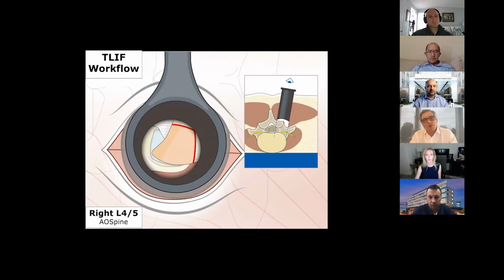And now I want to walk you through the procedure of doing the MIS TLIF procedure. The goal is to identify the facet joint. This shows you on the right side at L4, L5, we place a tubular retractor, and I use a 21 millimeter tubular retractor. You've got to be comfortable wanding those tubular retractors.